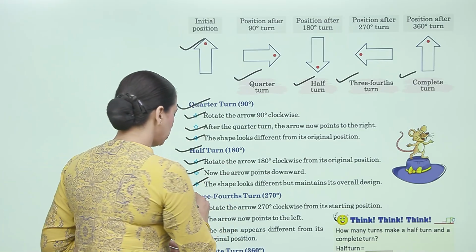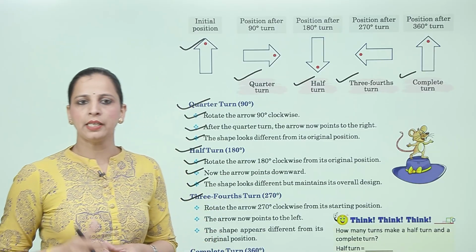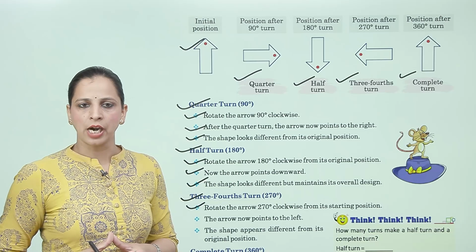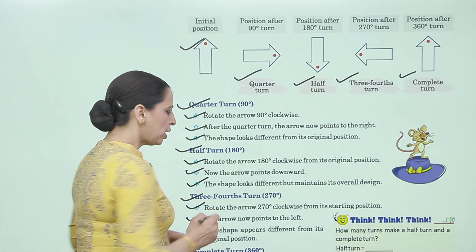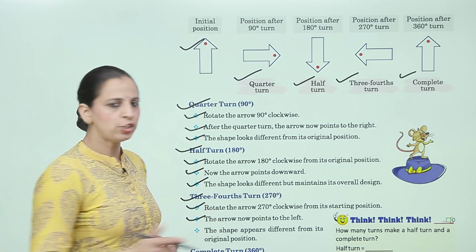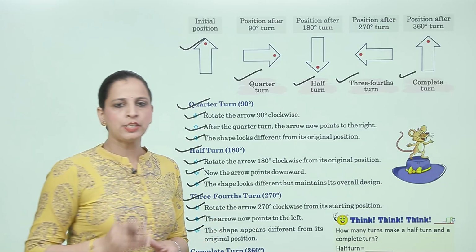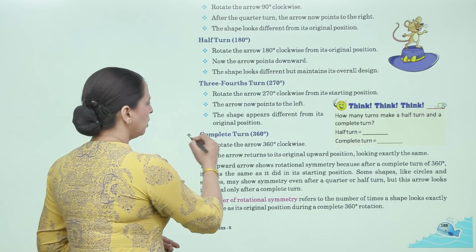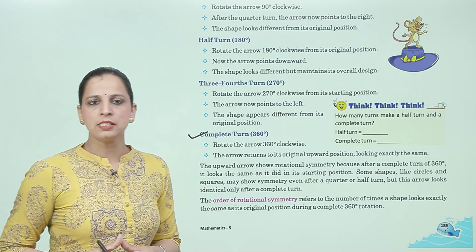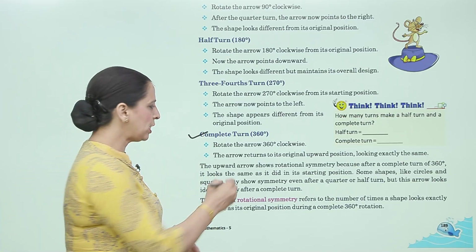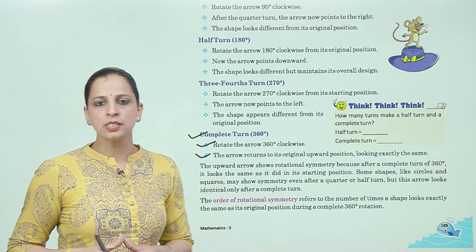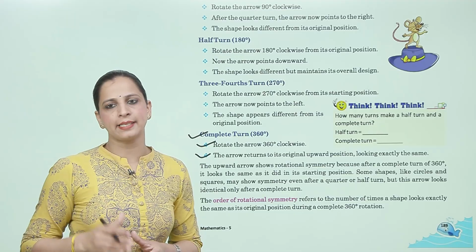Now 3/4 turn, that is 270-degree. Rotate the arrow 270-degree clockwise from its starting position. The arrow now points to the left. The shape appears different from its original position. Next, complete turn, that is 360-degree. Rotate the arrow 360-degree clockwise. The arrow returns to its original upward position looking exactly the same.